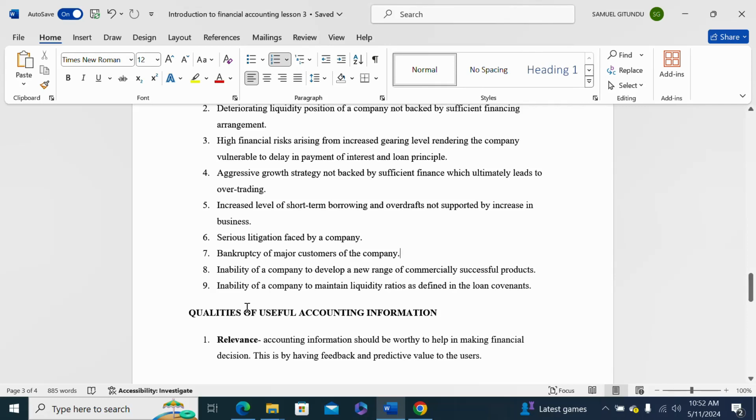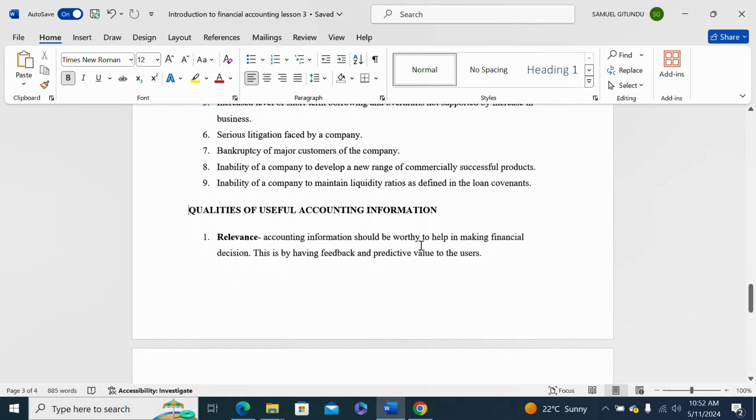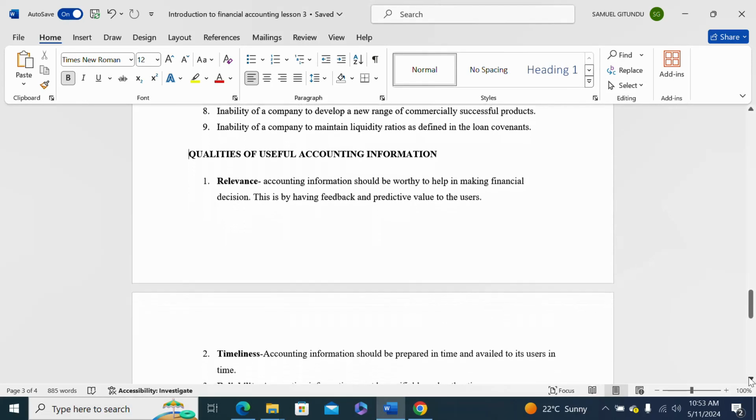And finally, we go to the final objective of this lesson: to understand qualities of useful accounting information. The first quality is relevance. Accounting information should be worthy to help in making financial decisions. And we say that relevant information is information which is prepared on time, accurate and understandable. If information has those qualities, then it is useful accounting information, and that can help users in making predictions or in making other decisions which they require to make.